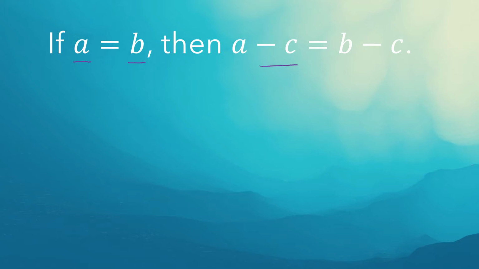If we take away the same number from both sides, in this case C, then the equation is still equal and true. Think of the equation like a scale. On the scale, we have A on one side and B on the other. Since the equation says they're equal, the scale is balanced. If you take away the same amount of weight from both sides of the scale, then the scale must still stay balanced.